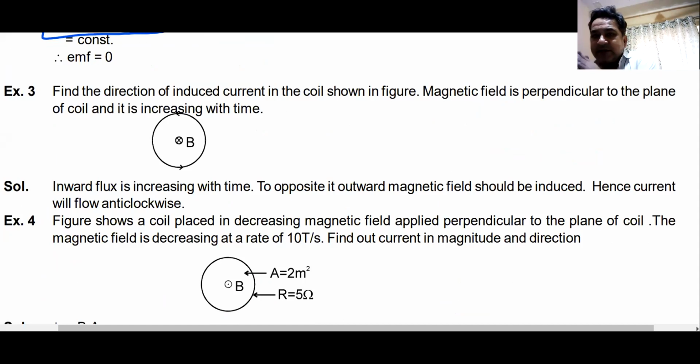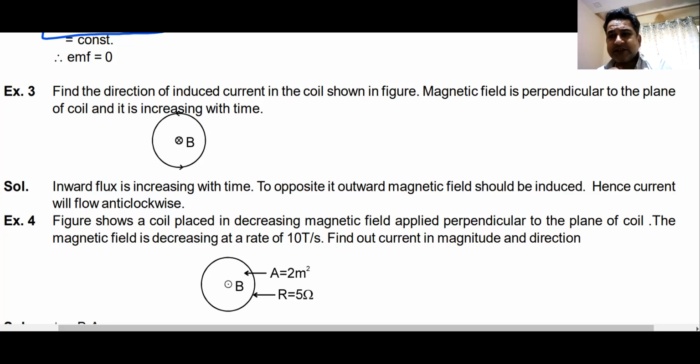Chalo, we start with this question. Simple one. Example number 3. Find the direction of induced current in the coil shown in the figure. Magnetic field is perpendicular to the plane of the coil and it is increasing with time. So this comes under which case? Case number 3, induced electric field. Yes, case 3.